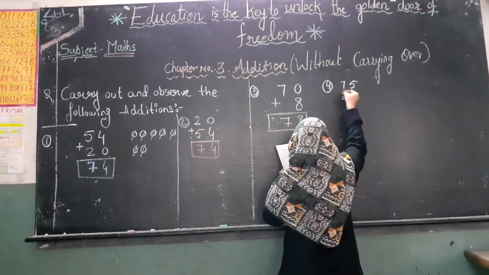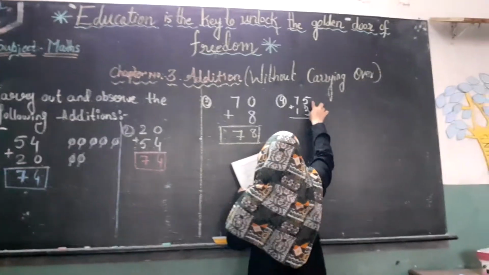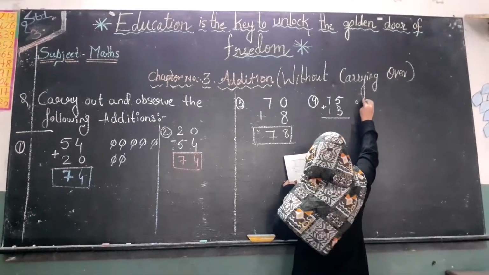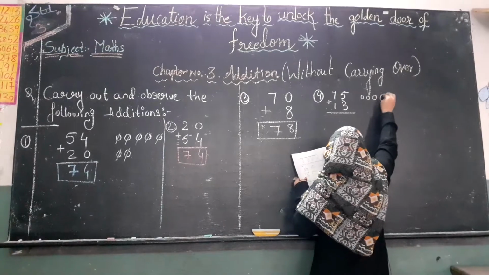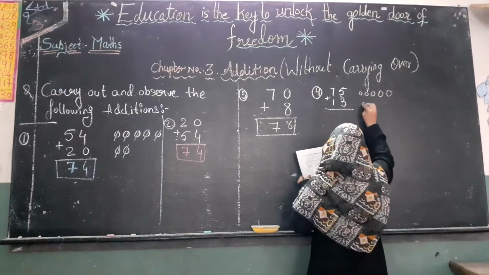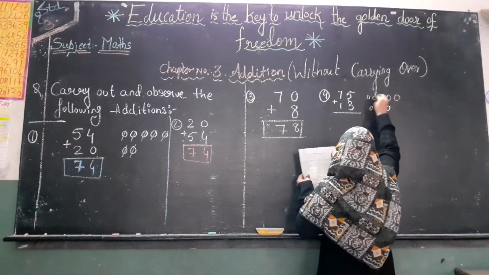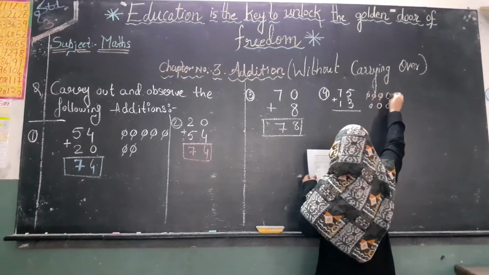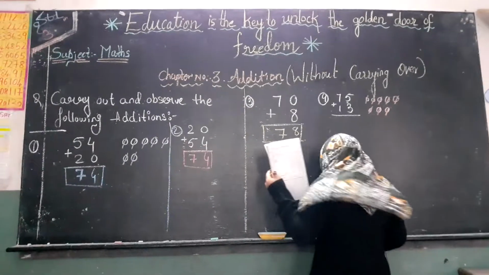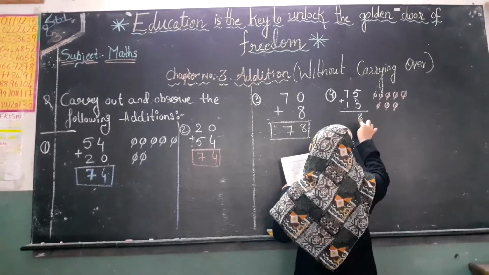Fourth question we will do. 75 plus 13. Okay. Now we have to add 5 and 3. So we will first draw 5 balls: 1, 2, 3, 4 and 5. Now we will draw 3 balls: 1, 2, 3. Now we will add all these: 1, 2, 3, 4, 5, 6, 7, 8. So 5 plus 3 is 8.